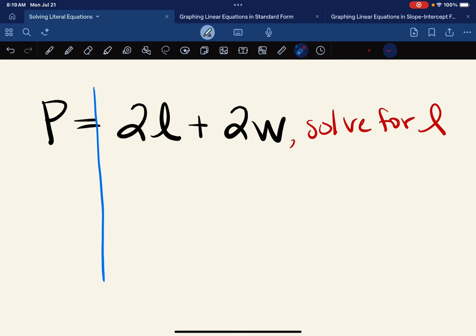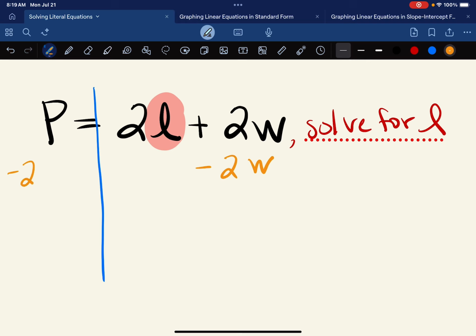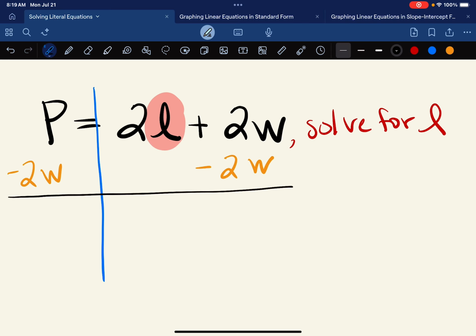So if we want to isolate the length, or this L value right here, the first thing that we need to do is get rid of our 2w. Remember, we need to subtract our 2w. We did this when we were solving linear equations earlier. So let's subtract 2w from both sides. And then P minus 2w, those are not like terms, so we just go ahead and drop both of those down, equals 2L. And then, of course, 2w minus 2w, those just cancel to 0.